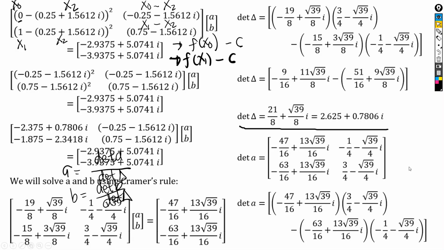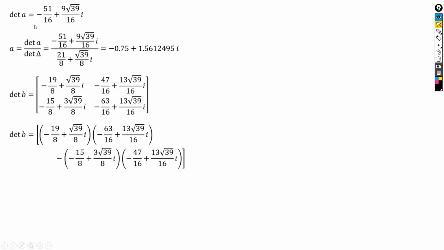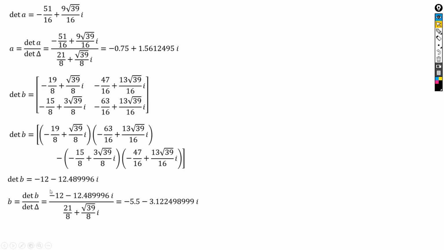So we have the value of the determinant of a, which is this one. In order to get the value of a, we have the determinant of a over delta, so we have this value. Again, for the determinant of b, we replace column 2 by the right hand side values. Evaluating, we have the determinant of b, and also we can get the value of b.